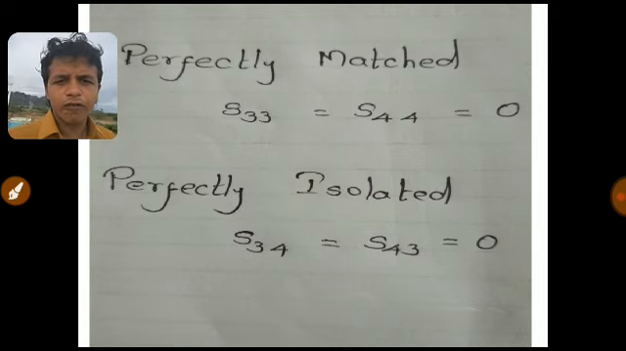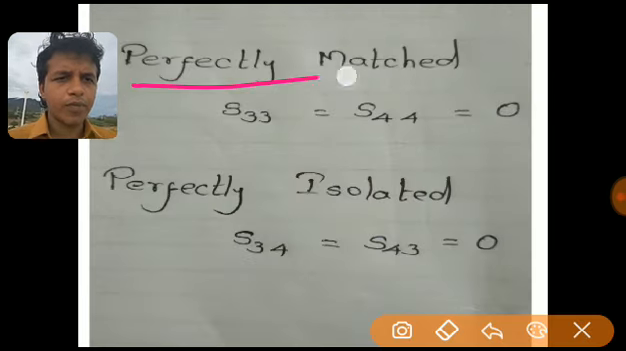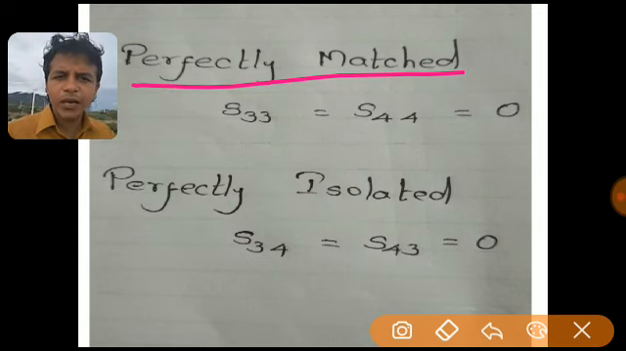Perfectly matched means whenever we give a signal to the input port, there won't be any power reflected back to the same port by the junction. So if a port is perfectly matched, then there won't be any reflected power to the same port when the input is given to that particular port.